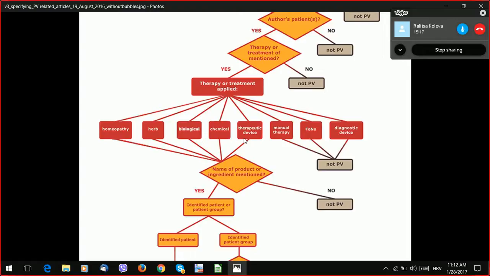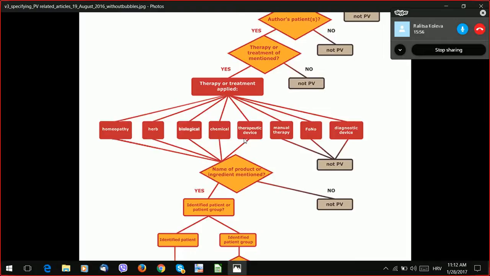Therapeutic devices, for example inhalation masks, electrotherapy, insulin pens, and in dentistry, filling tools. Therapeutic devices only matter if their brand name is highlighted, if it's given in the article. If only their type, for example inhalation mask or insulin pen, is mentioned in the article, this is not enough, and this is not up for recording.